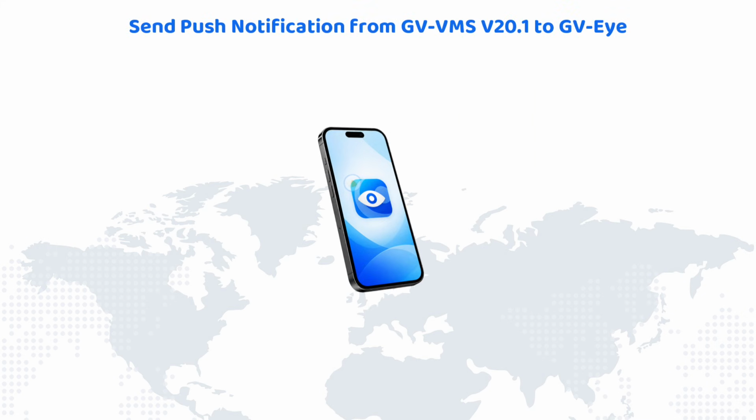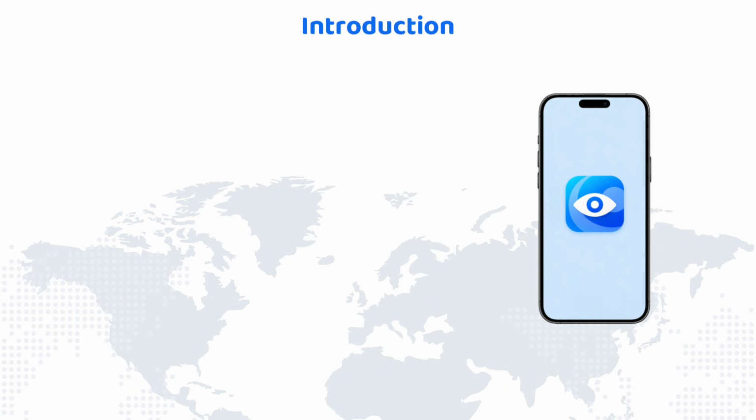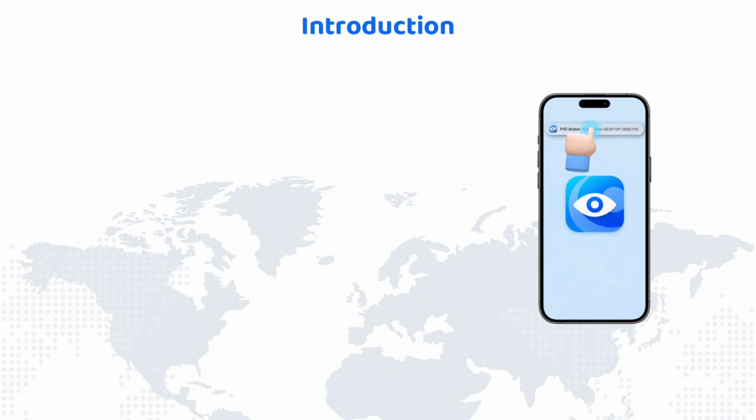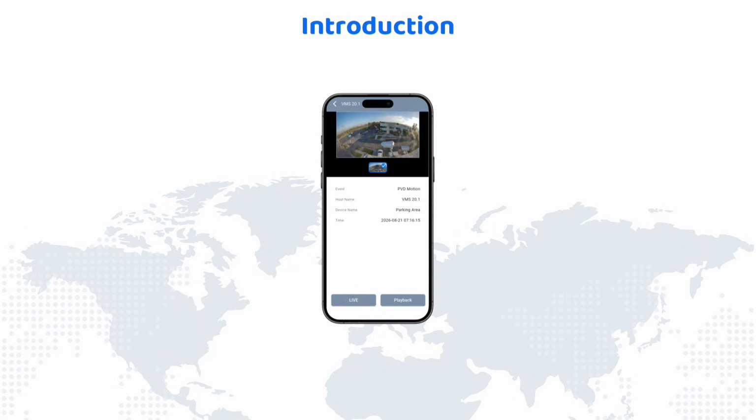Let's check the next feature. Send push notification from GV-VMS V20.1 to GVI. GVI now supports push notifications from GV-VMS V20.1 or later. This means users can receive instant event alerts directly on their mobile devices, even when GVI is running in the background. This makes it easier to stay informed and respond quickly to important events.